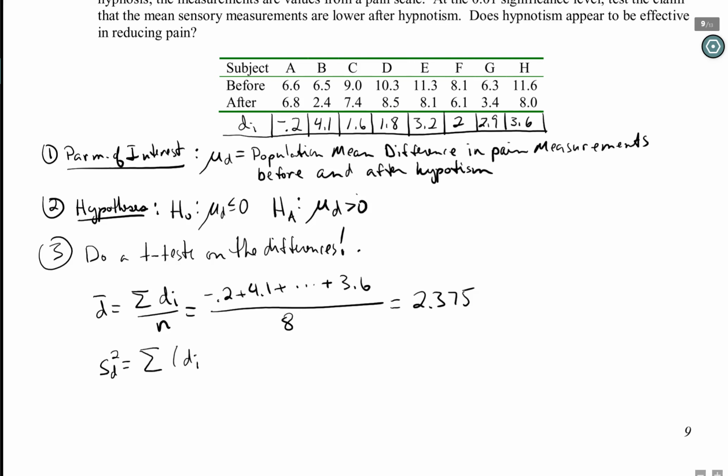It is the deviations, the differences. You add those up and divide by n minus 1. That gives you the variance. So what you want to do here is first take negative 0.2 minus 2.375, squared, plus dot dot dot. Do that through all of the measurements.